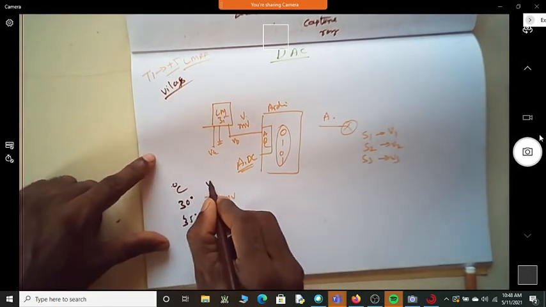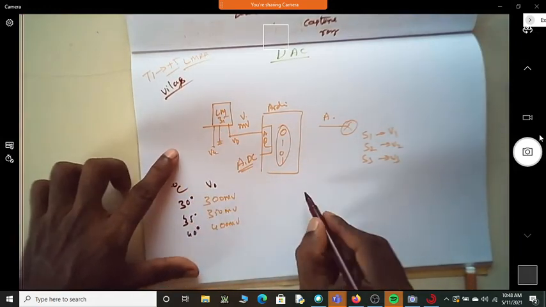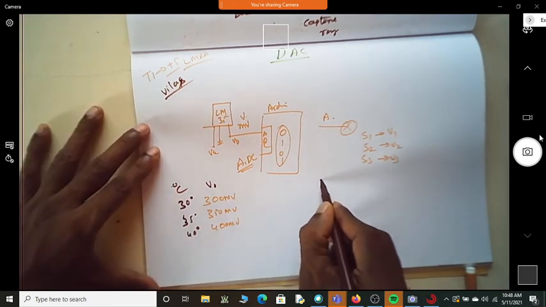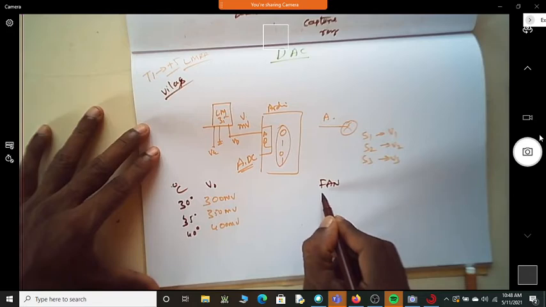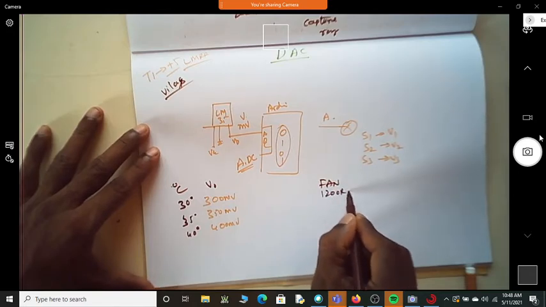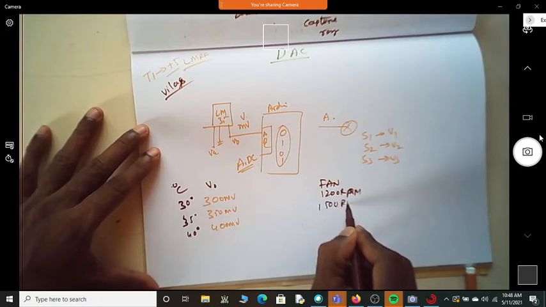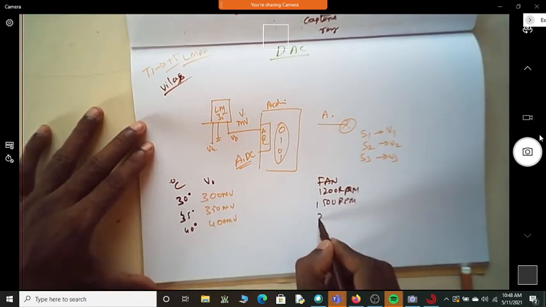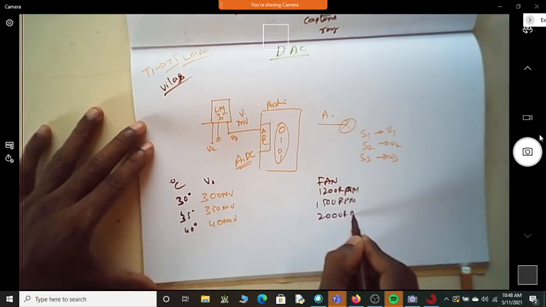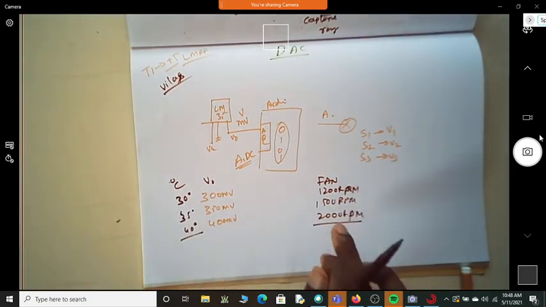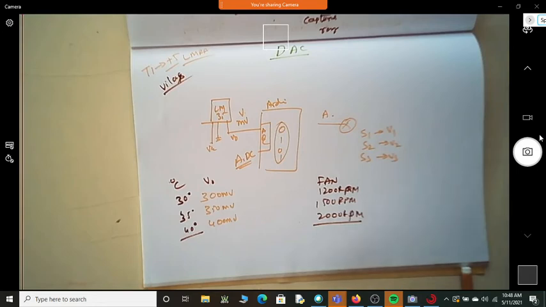This is V naught of your ADC. And what should be the speed of your fan? Fan speed, let it be 1200 RPM. Let this be 1500 RPM, and let this be 2000 RPM. Correct? Because as temperature increases, the speed of your motor should also increase. The speed of your fan should also increase.